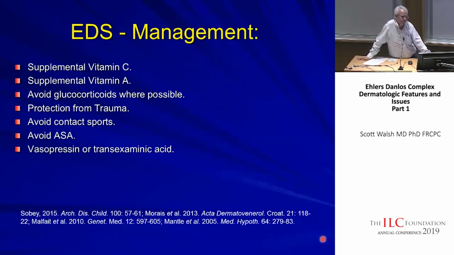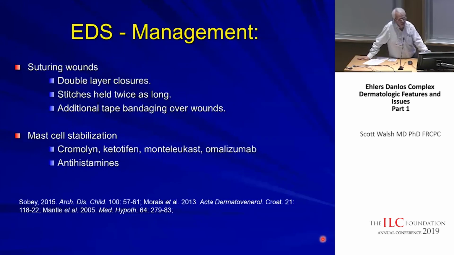Suturing wounds. So the matrix is abnormal. We tell surgeons to close each layer independently, so deep sutures or subcutaneous sutures, subcuticular sutures. Generally, you keep the stitches in twice as long, so it's not unusual to go 3 weeks on a leg for stitches, to go 2 weeks on the back. And then additional tape or steri-stripping over wounds.